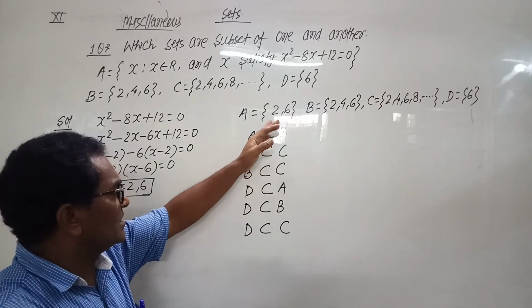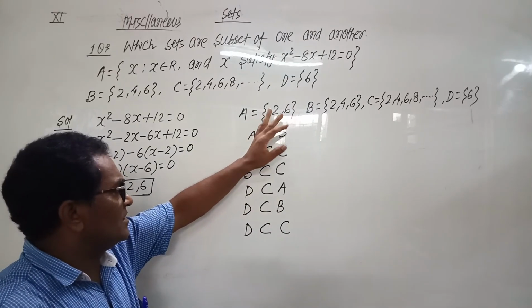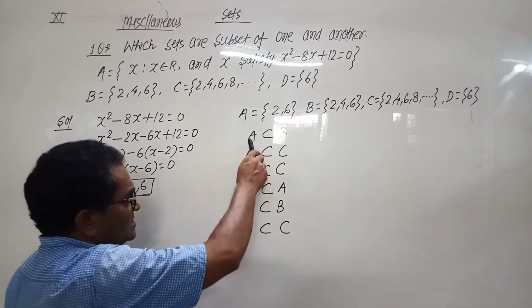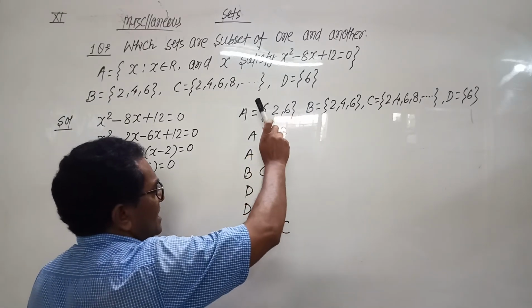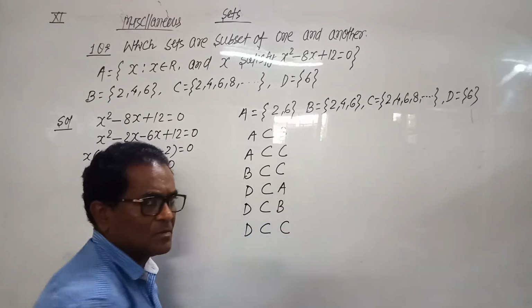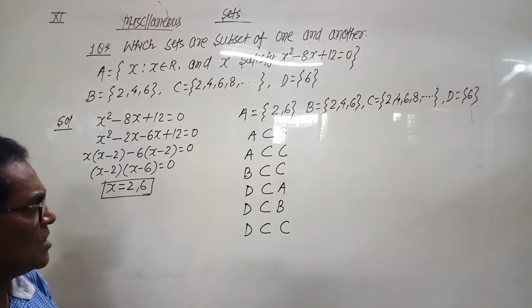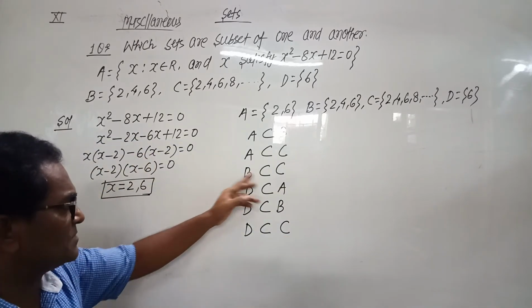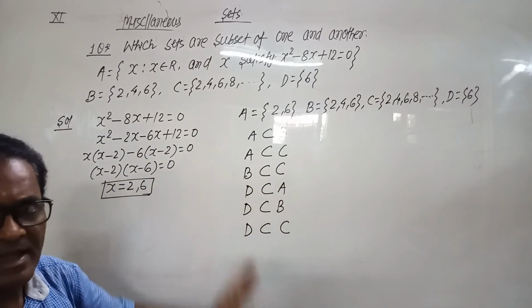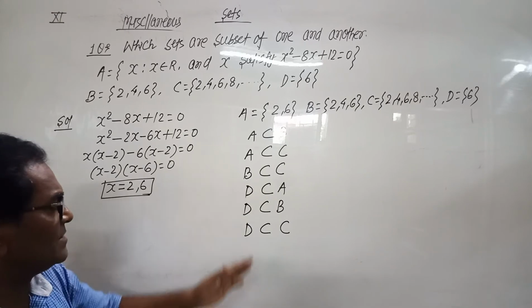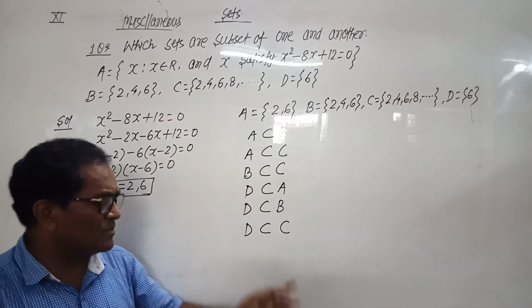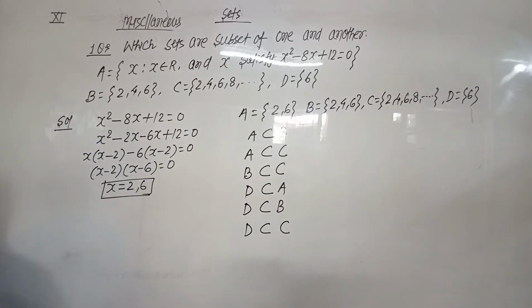Now we have to say that every element of A is an element of B, which means A is a subset of B. Every element of A is also an element of C, so A is a subset of C. Every element of B is an element of C, so B is a subset of C. Similarly, every element of D is an element of A, every element of D is an element of B, and every element of D is an element of C.